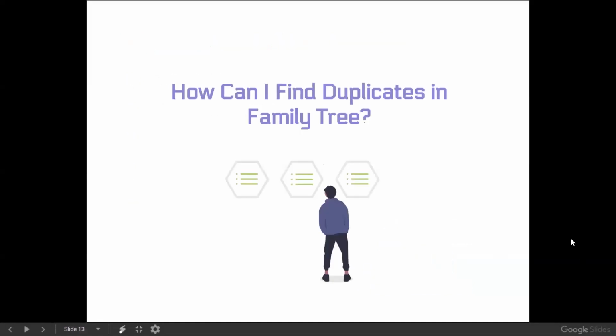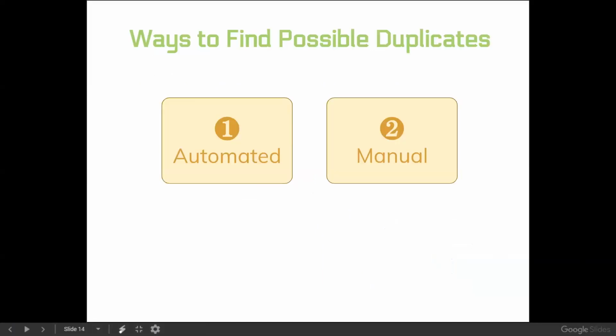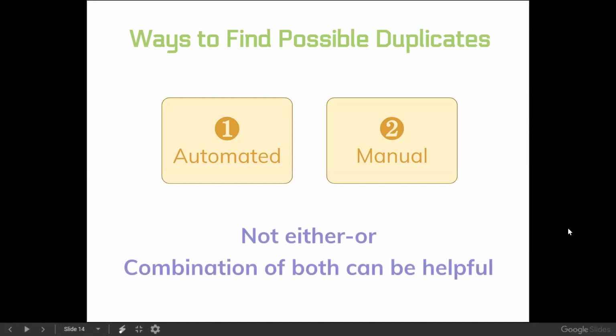So how can I find duplicates in Family Tree? There are basically two ways to find duplicates. There are automated ways and there are manual ways, and we're going to look at examples of each one. I did want to point out that it's not either or, so they're not mutually exclusive. Honestly, I usually use both methods when I'm trying to determine whether somebody has a duplicate in Family Tree. So a combination of both methods can be helpful.